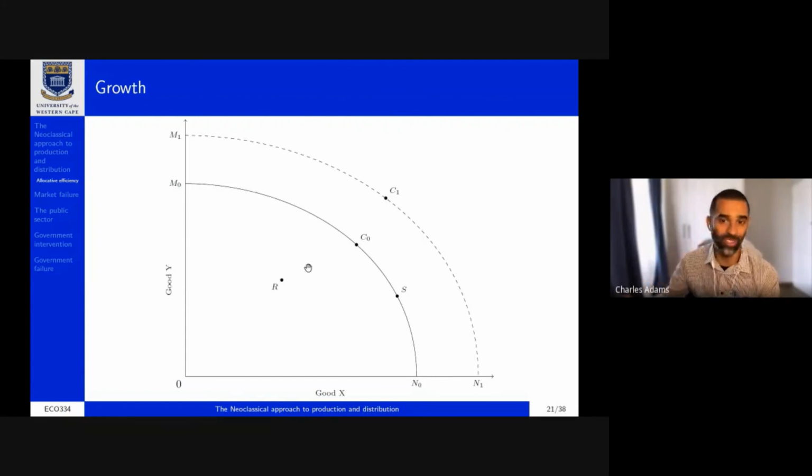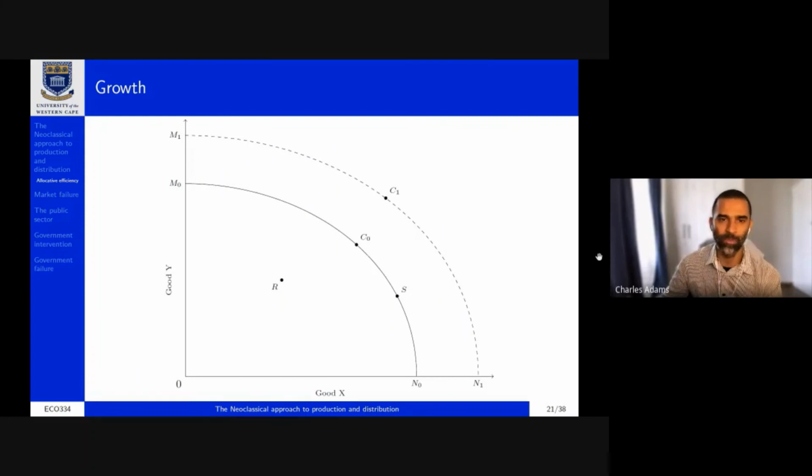So if we move from C0 to C1, the economy is technically efficient. Is the economy allocatively efficient? Well, we don't know that because we don't see the Edgeworth box inside here, but let's just assume for now that we are also allocatively efficient. And furthermore, we are dynamically efficient, right? Because the possibilities frontier is being pushed out. So more of both Y and X are being produced.